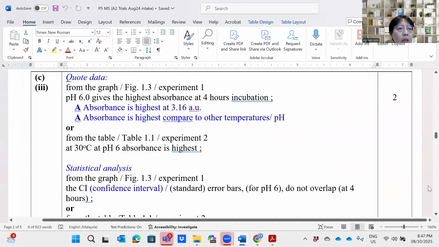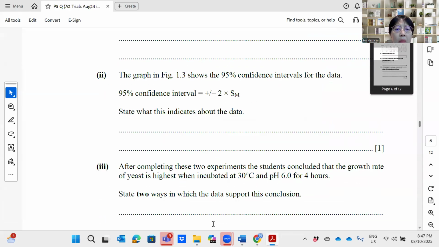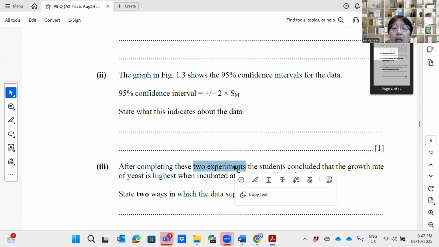Okay. C, part 3. Okay. After completing these 2 experiments, the student concluded that the growth rate of yeast is highest when incubated at 30 degrees Celsius and pH 6 for 4 hours. So that means you need to base your answer on these 2 experiments. The first one, they give the graph. The second one, they give the table.